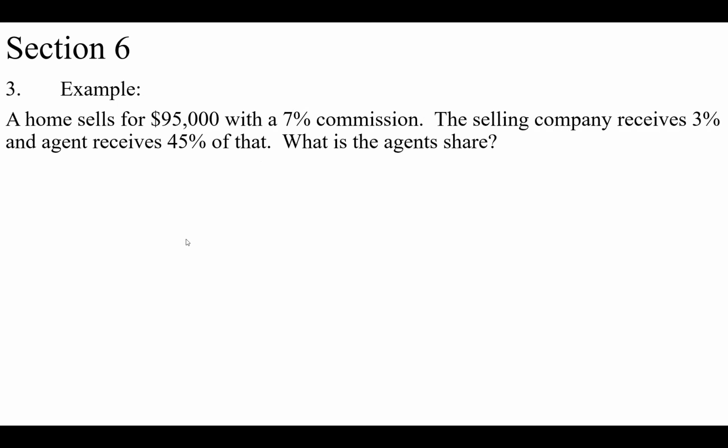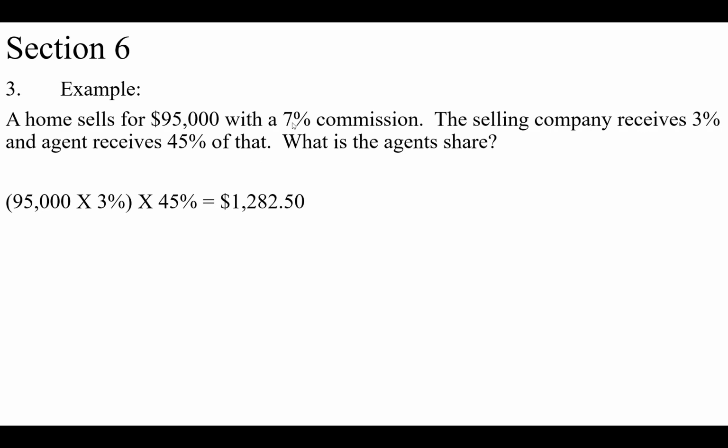Example number 3, a home sells for 95,000 with a 7% commission. The selling company receives 3% and the agent receives 45% of that. What is the agent's share? So the selling company receives 3% of the 95,000. We're just going to multiply 95,000 times 3%. And then the agent receives 45% of that, so we're going to then multiply that by 45%. And the agent will get $1,282.50.